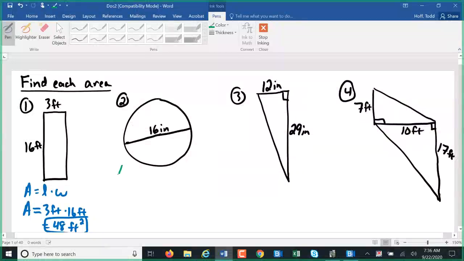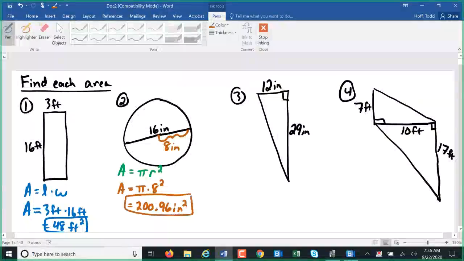Number two, the area of a circle is pi times radius squared. Well, here we have the diameter, not the radius. So the first thing we have to find is the radius, which is half the diameter, which will be 8 inches. So this is pi times 8 inches squared. Or if you're using 3.14 for pi, it'd be about 200.96 square inches. If you use the pi key, it'd be like 201.08 or something like that.